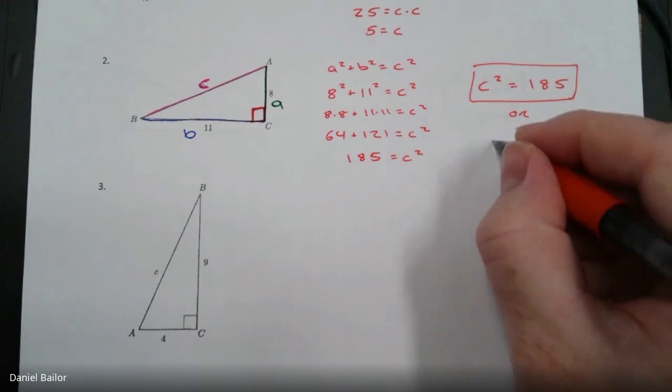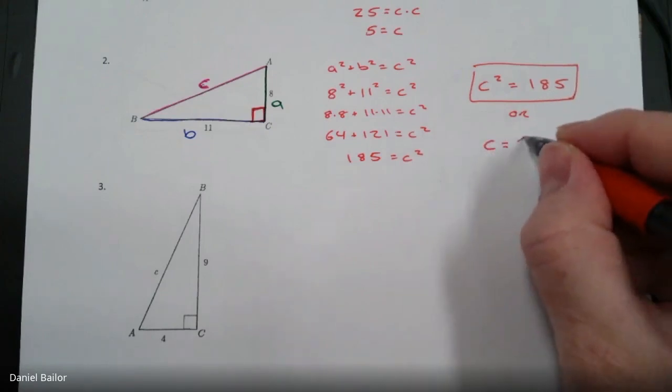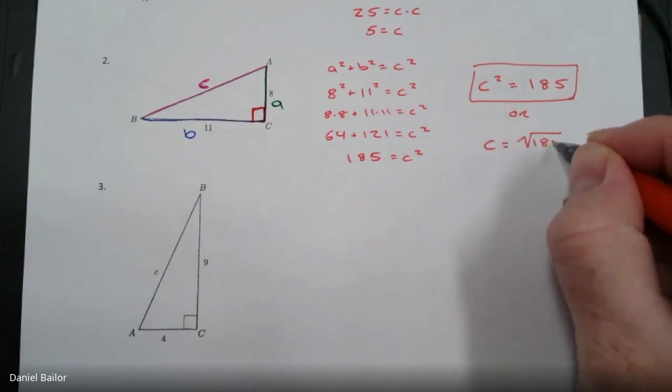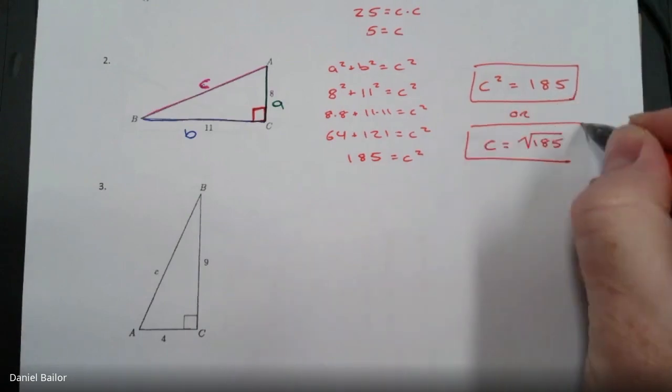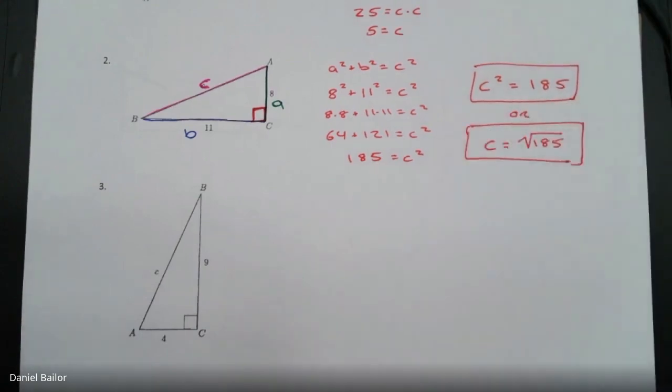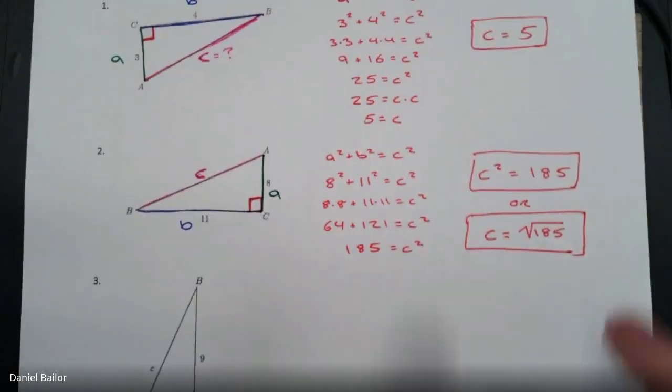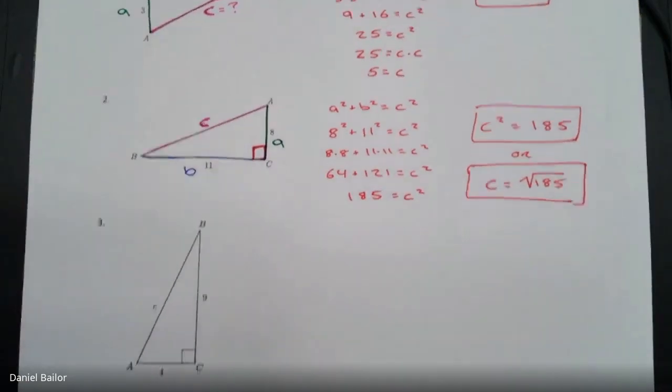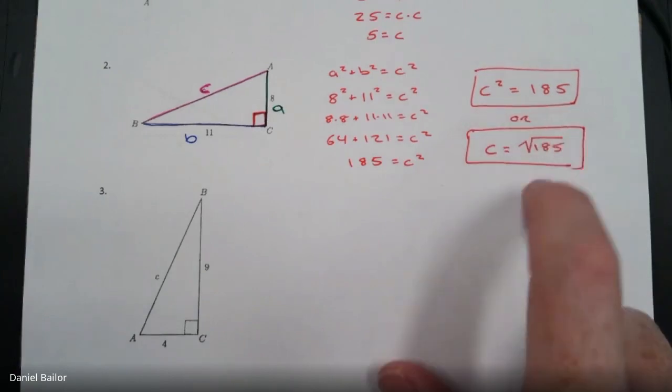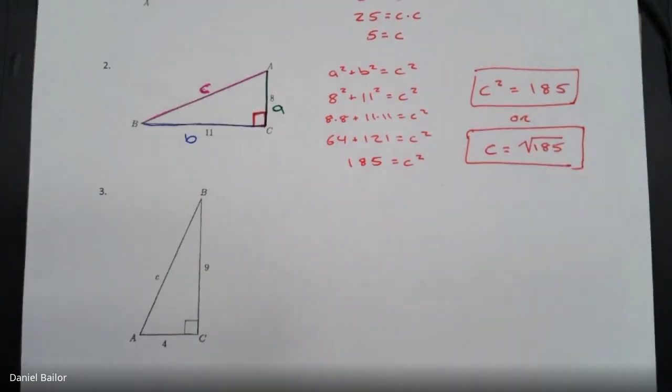Or you can put C is the square root of 185. Both of those answers are correct. I will take either one, or you can write both. So that's number 2. We didn't get lucky like number 1. Number 1, we were able to find C exactly. Number 2, we had to keep it squared or write the square root. More practice. Number 3.